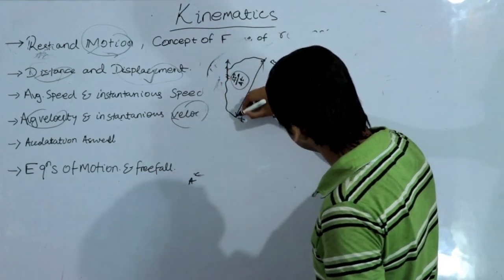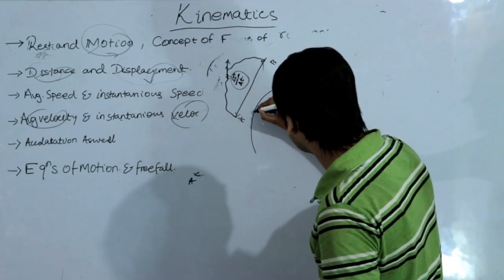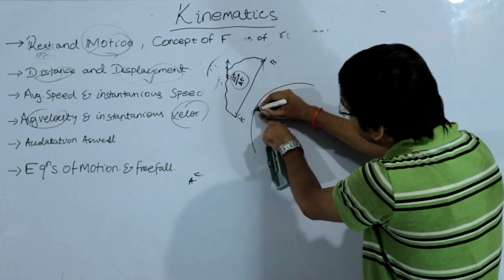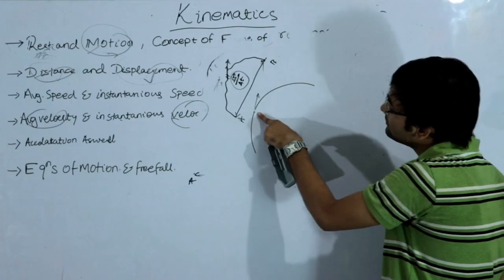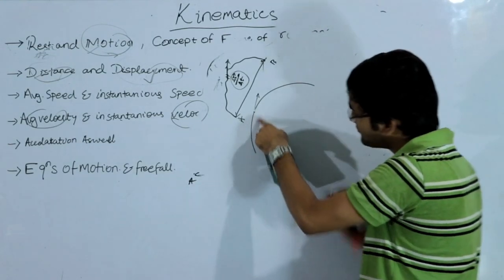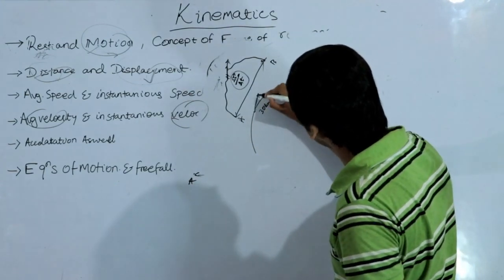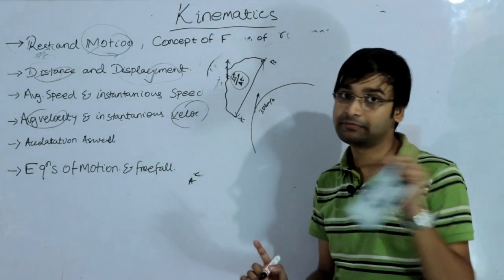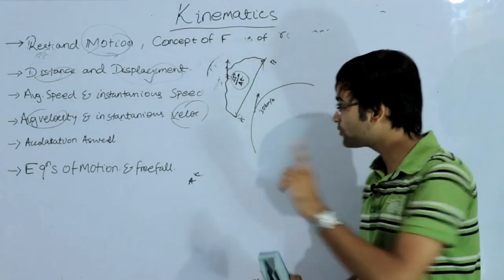Suppose a vehicle is going on a circular path, and you are interested in measuring its velocity at this position. Then you can say that its velocity at this point is this much, suppose 30 km per hour, and with this direction. So velocity gives you the direction, but the speed does not. If you are interested in the direction at any situation, then go with the velocity.